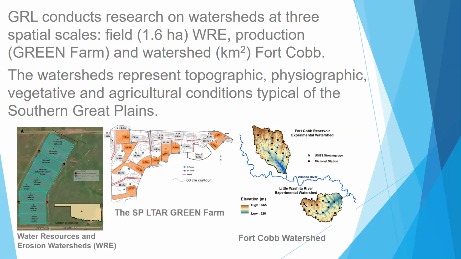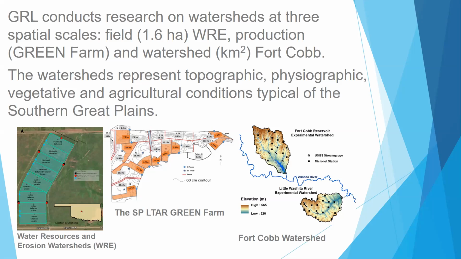At the GRL, we conduct research on watersheds at 3 spatial scales. There's the field scale, represented by the water resources and erosion watershed on the left. These watersheds are 1.6 hectares each. At the production scale, rather, we have the Southern Plains LTAR green farm. These parcels represent a size that's more comparable to a grower's fields, ranging from 10 to 20 hectares.